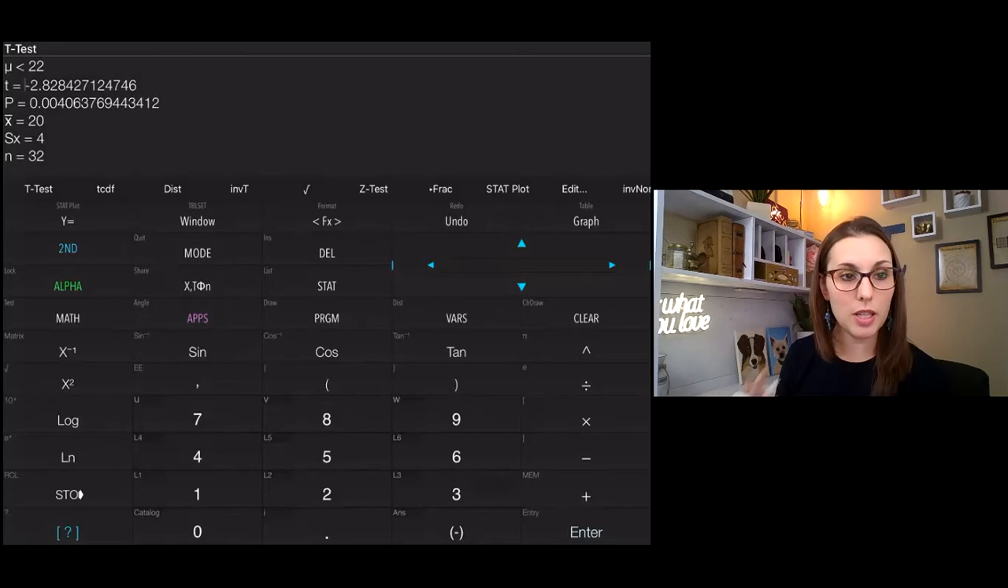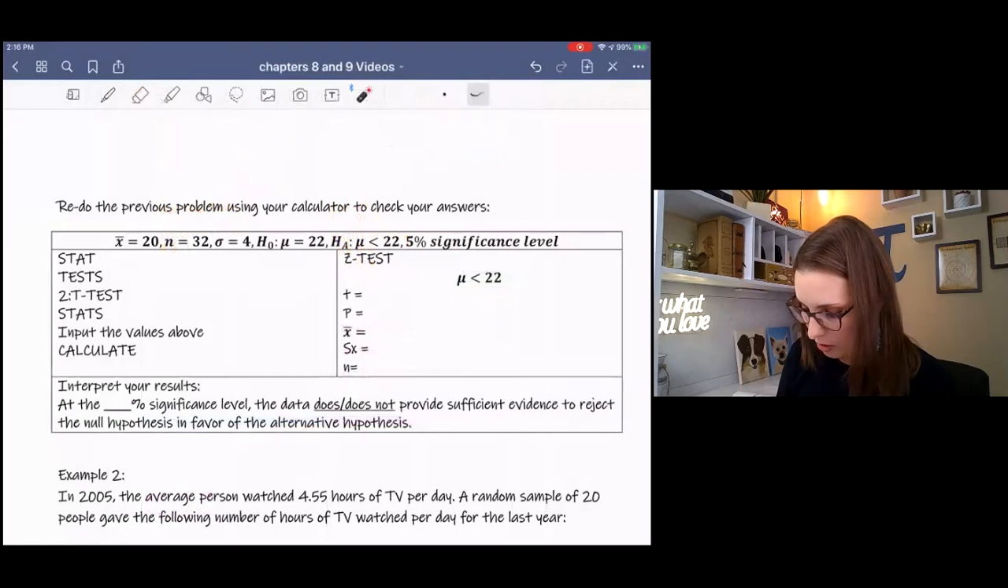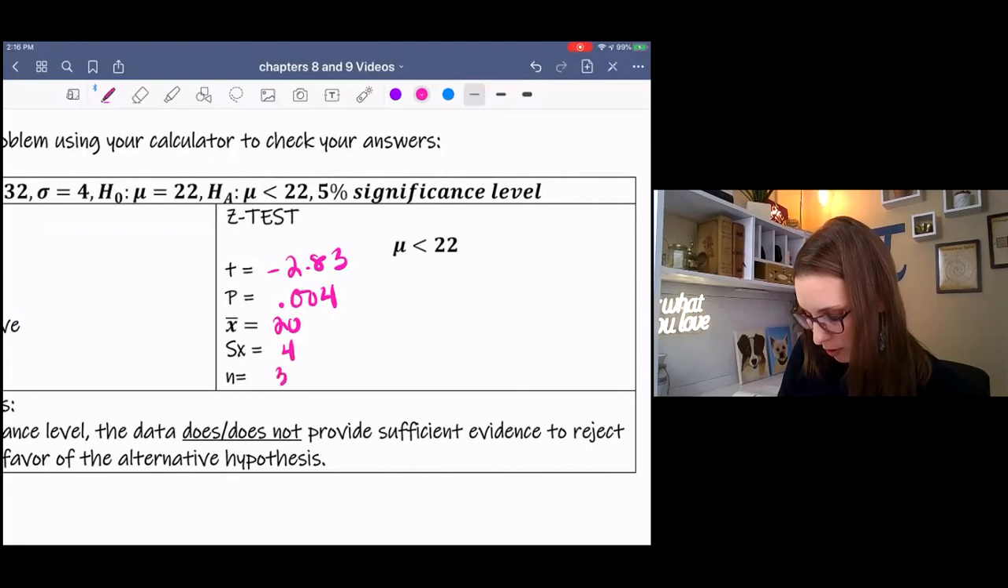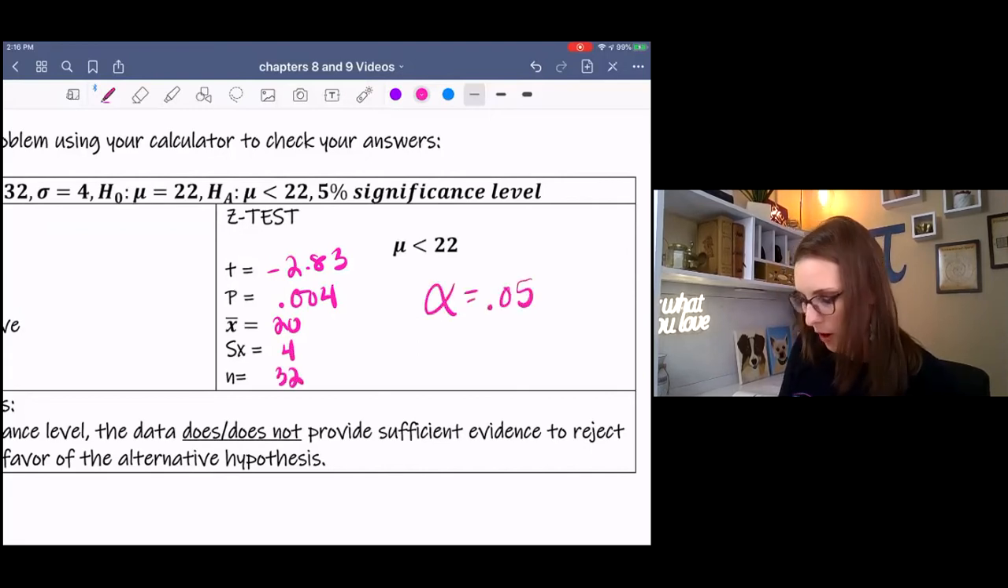And this gives us everything we just found by hand. So it gives us our T value, our P value, and then we can use those values to make our decision. So our T value was about negative 2.83. The p-value was 0.004. Our alpha level is 0.05.